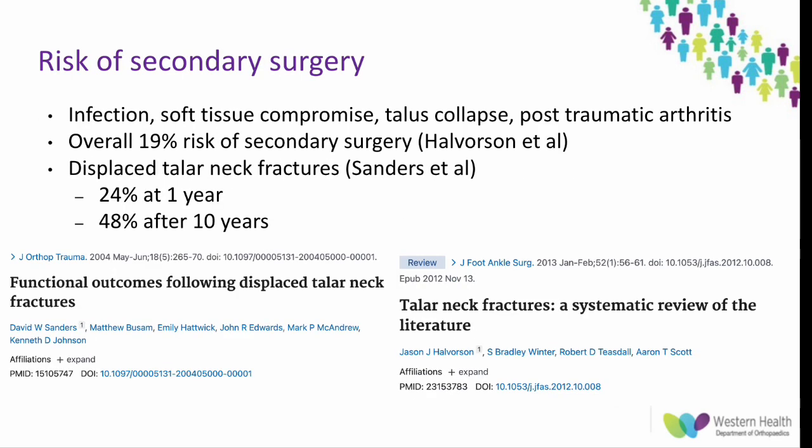If we move on to the risk of secondary surgery, this could involve things due to surgery for infection or soft tissue compromise, talus collapse due to AVN and post-traumatic arthritis. The overall rate of resurgery has been reported at 19%, but this significantly increases when you look at long-term studies, and in the study by Sanders et al., at 10 years there was a 48% risk of reoperation.